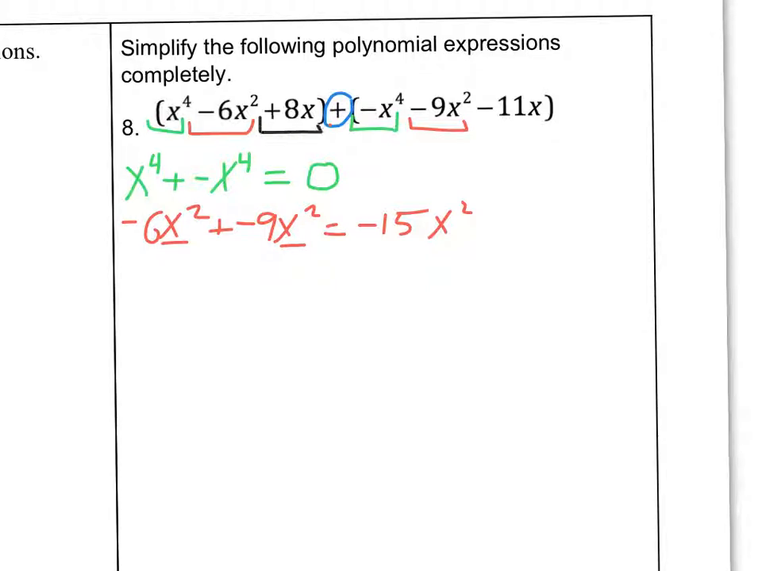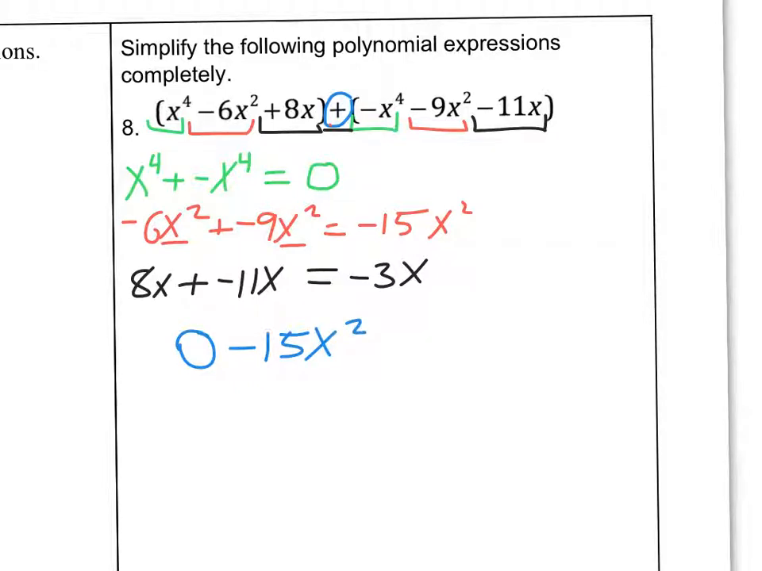The third part, we've got 8x plus negative 11x. 8x plus negative 11x is going to be negative 3x. And again, since we're adding those types of things together, we just add the coefficients. We don't actually add anything to the exponents. So I could write this as 0 minus 15x squared minus 3x, or just negative 15x squared minus 3x, and I'd be totally done at that point.